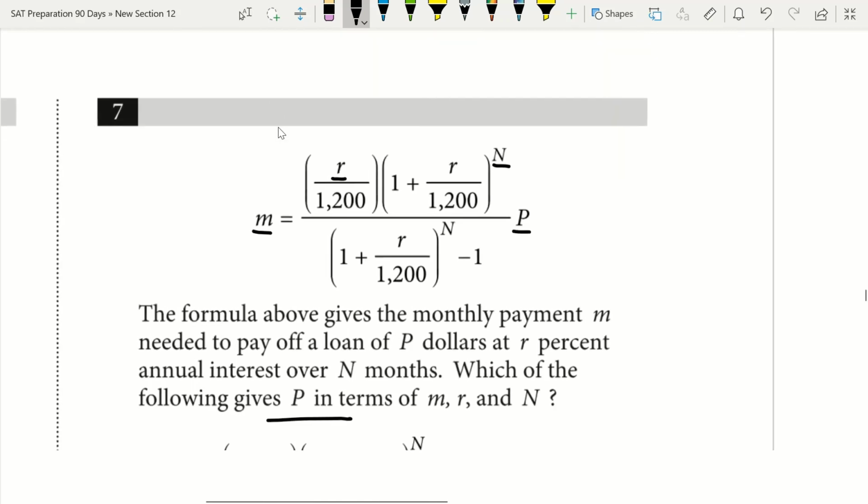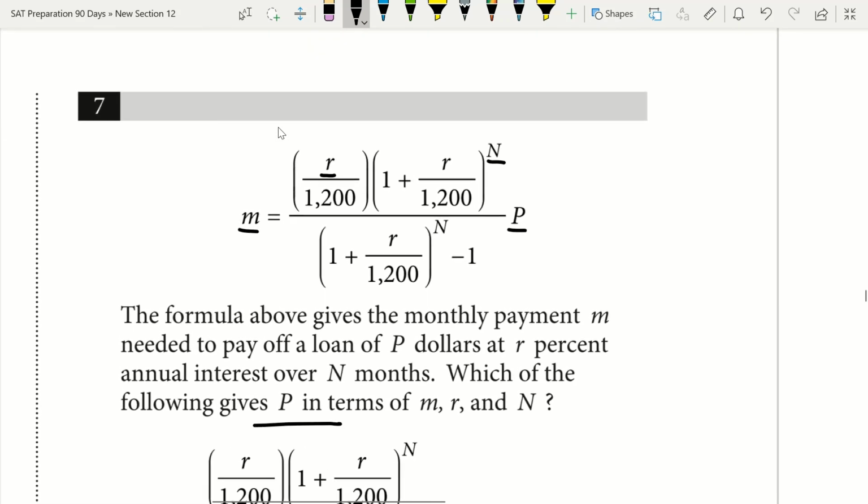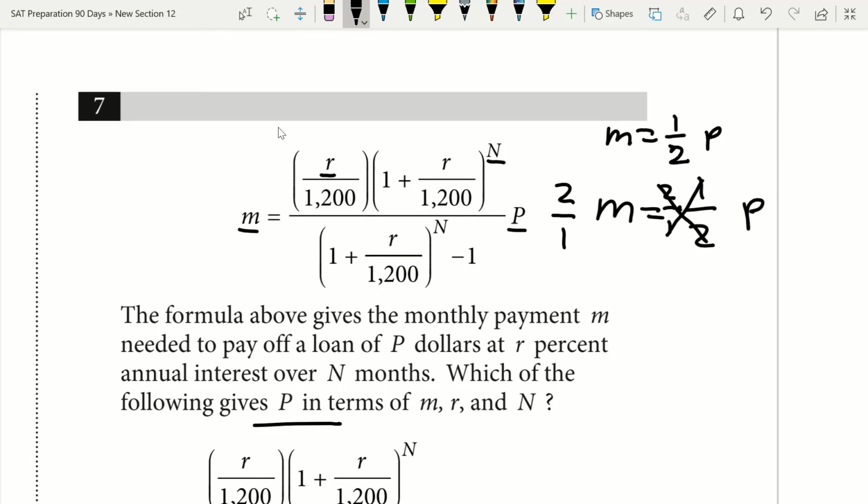Now, you may be looking at this equation thinking, man, that's a lot of numbers. It's going to be tough to solve for p. But it really isn't, because take a look at this. What if I was to say m equals 1 over 2 times p? Well, in order to solve for p then, I would just multiply each side by the reciprocal, which is 2 over 1. Now, when I do that, I'd just be left with 2 over 1 times m equals p.